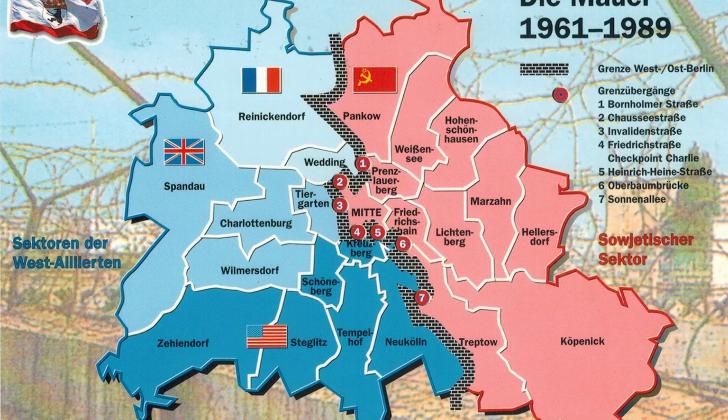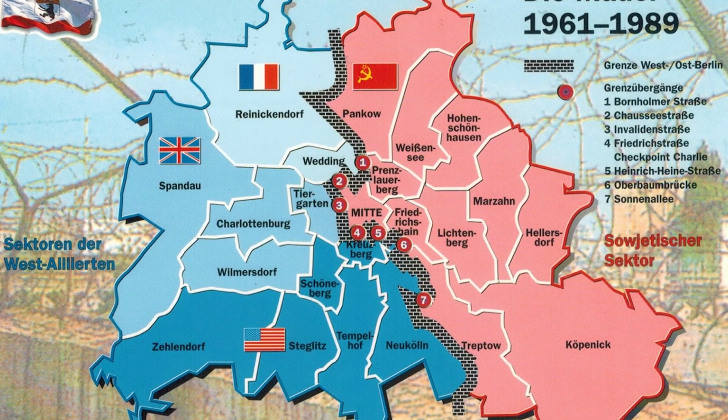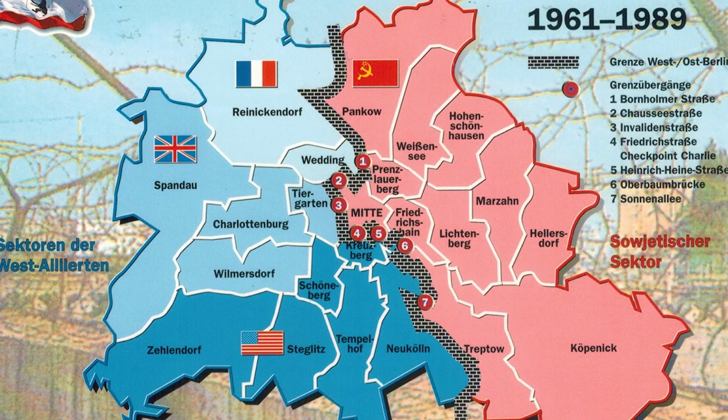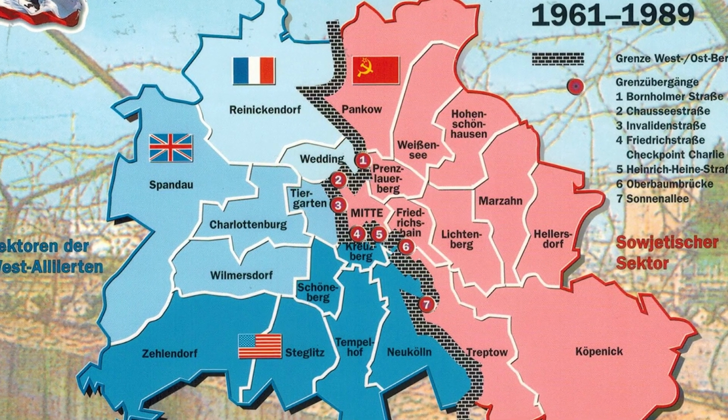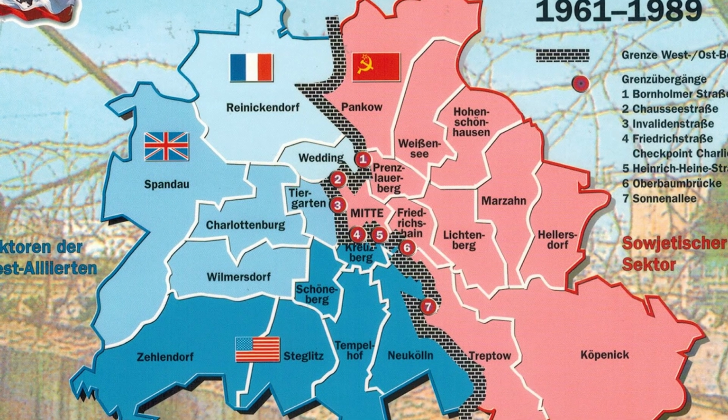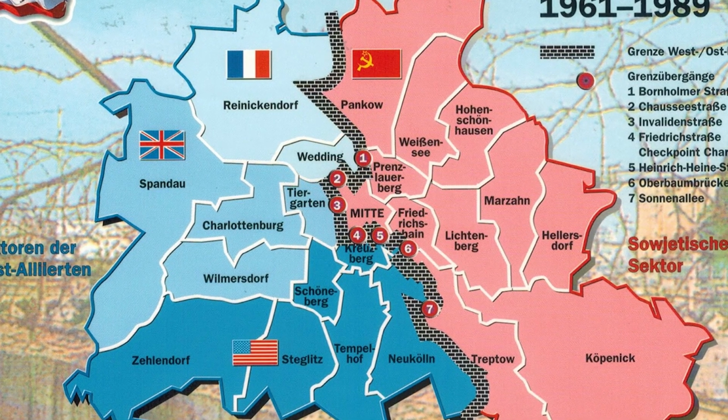They did the same thing to Berlin. The Soviets took the eastern half, while the other Allied forces took the western. This four-way occupation of Berlin began in June 1945.